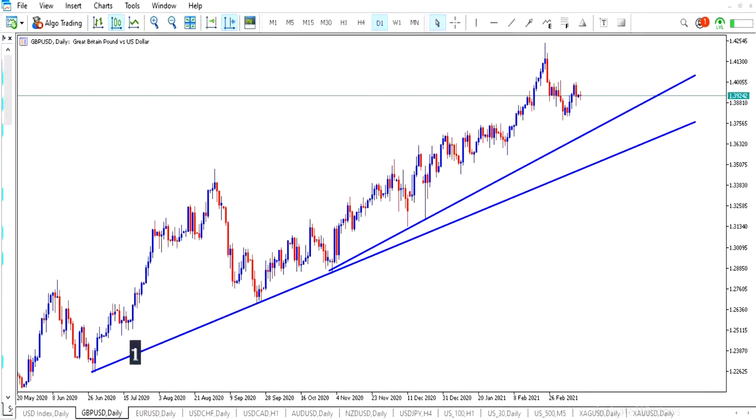In this chart, Great British Pound US Dollar, we have an uptrending market with two trend lines as well. Trend line marked 1 is an outer trend line, and trend line marked 2 is an inner trend line. We also have a support that combines with the trend line below.